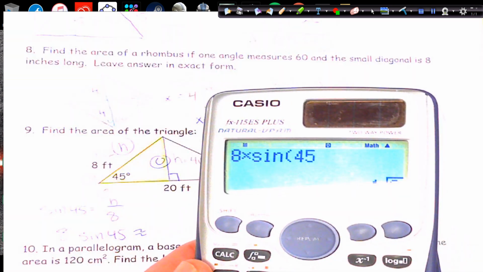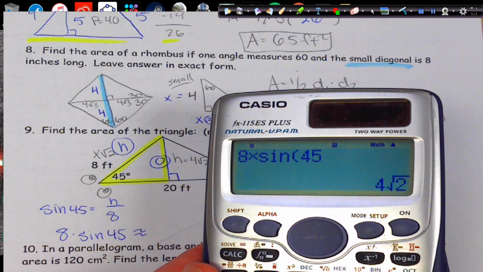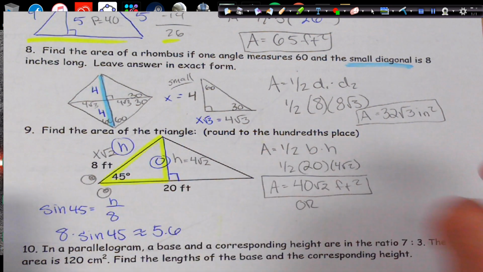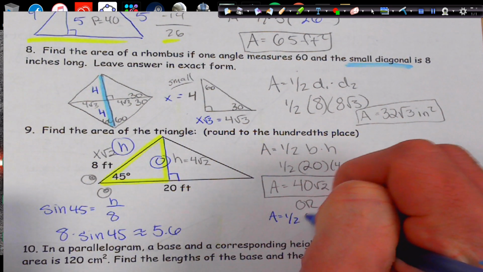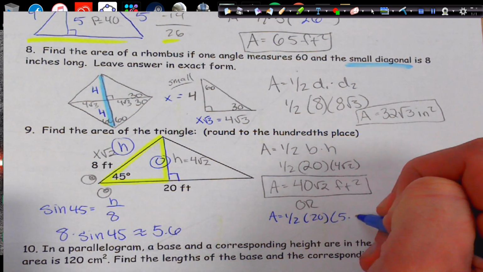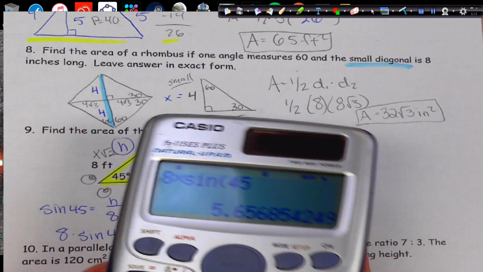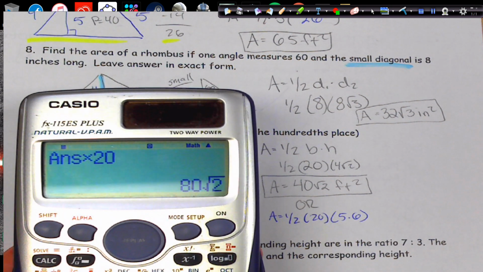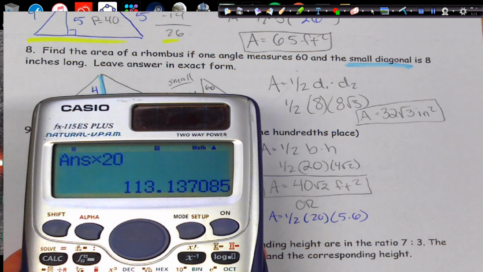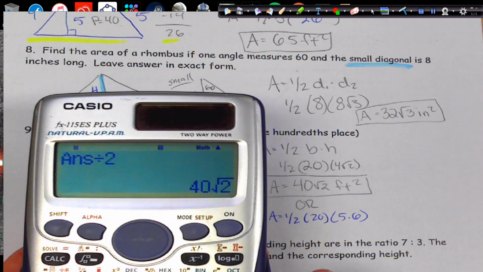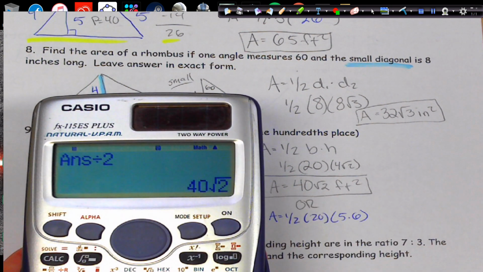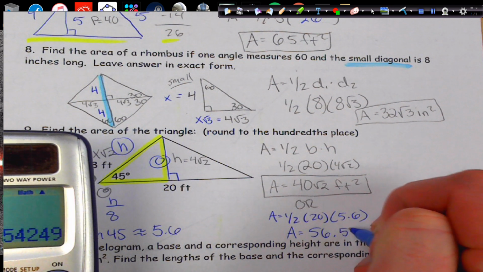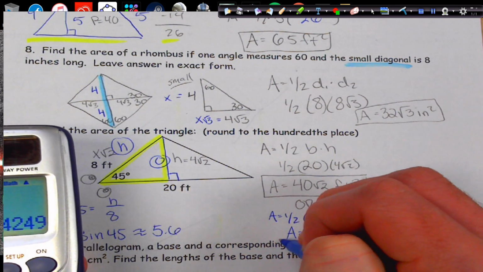5.65. Now my calculator tells me that's 4 rad 2. I already knew that, but let's just say it's about 5.6. So the area could be 1/2, still 20 is our base, but this time I'm going to use 5.6. That's already in my calculator, so I'm going to leave it there and multiply by 20, and my calculator knows it's a radical, so it's going to do that. I get 113 divided by 2. Notice my calculator knows it's 40 rad 2, but we get the answer of 56.57 square feet. So those are two different ways you could do it.